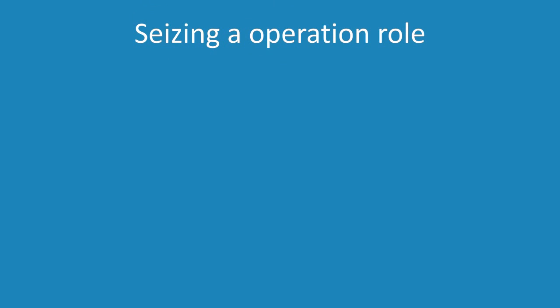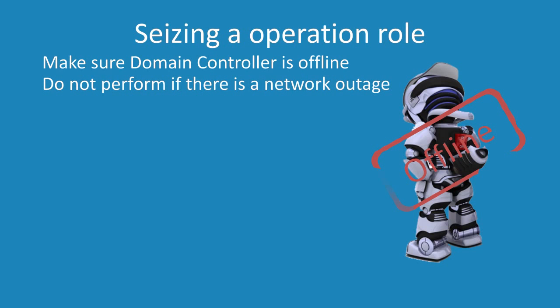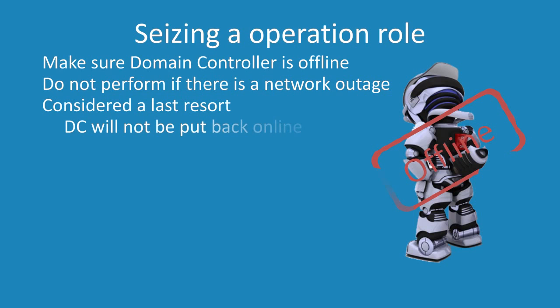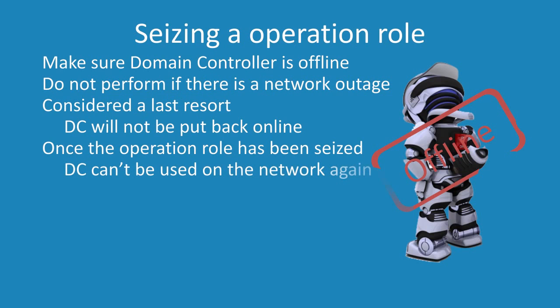Before seizing the role, you should make sure the domain controller is offline. Seizing a role should not be performed if you have a network outage and your network is divided in half. Seizing an operation master role is considered a last resort when the domain controller is offline and will not be brought back online ever again. Once you make the decision to seize the operation master role, you need to understand that the domain controller cannot be used on the network again. Seizing a role is a drastic step and should not be taken lightly.